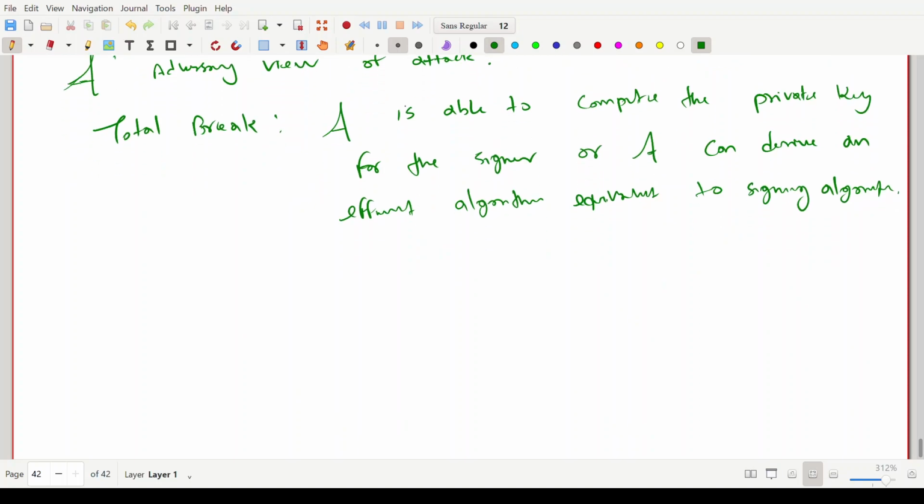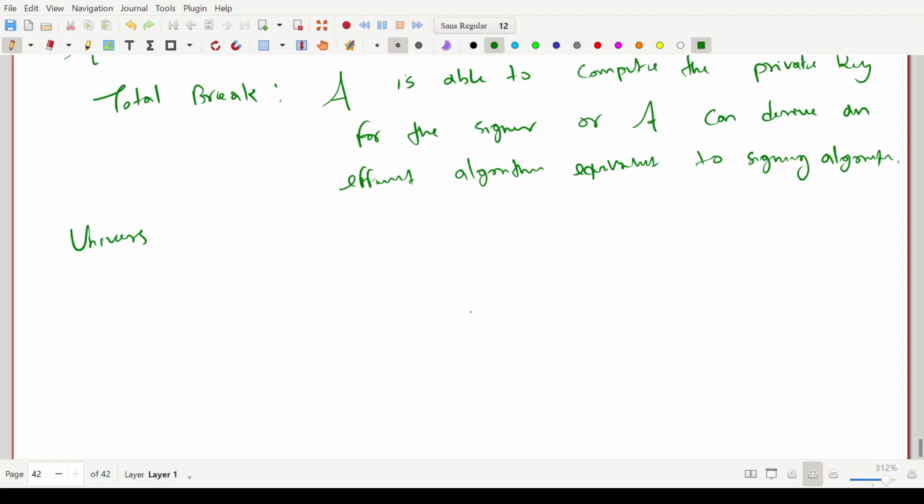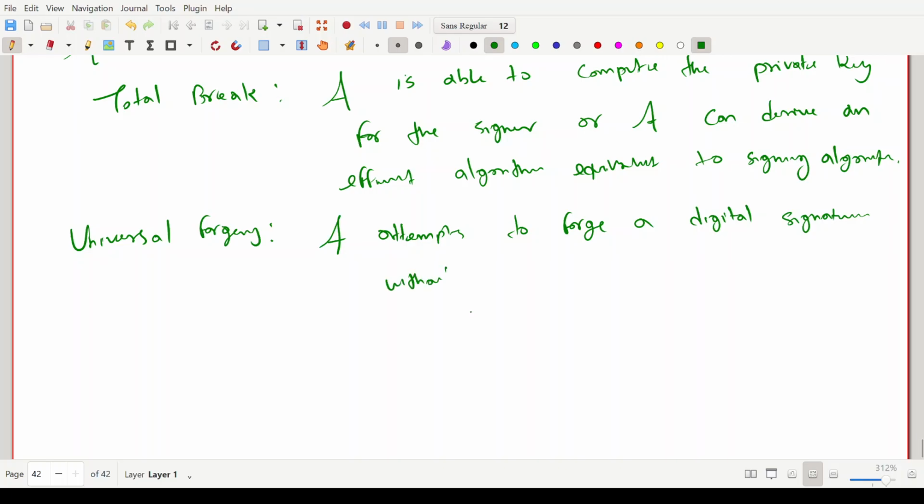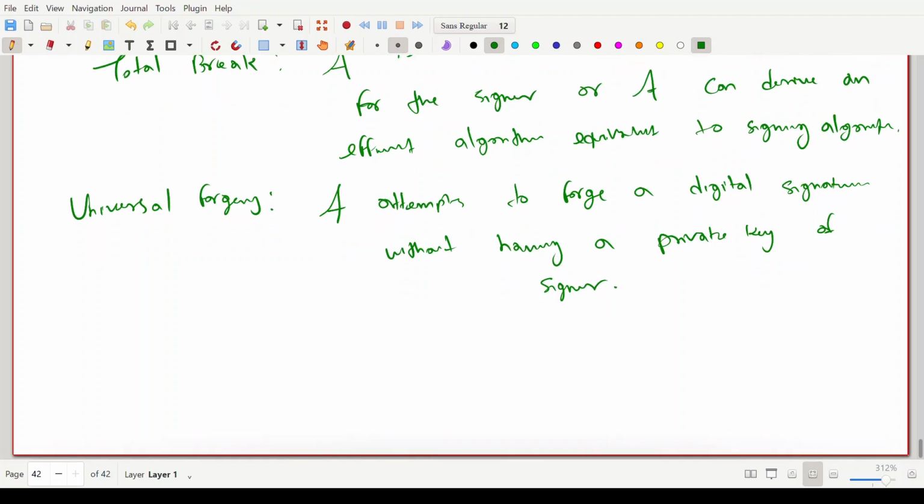Next is universal forgery. In this case, the adversary attempts to forge a digital signature without having the private key of the signer. That means he has some message, he wants the signature of some signer, but without having that private key, he is able to get it. He will attempt to forge. Okay, this is universal forgery.